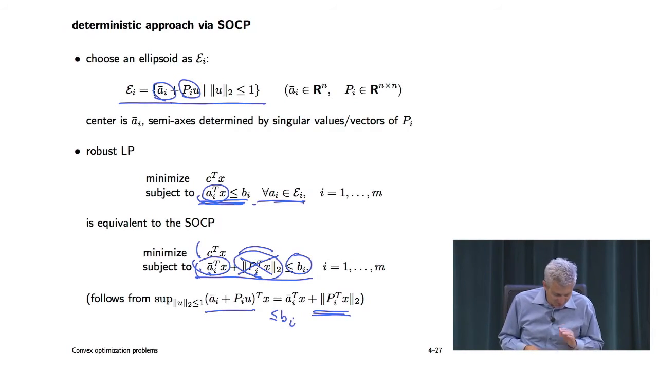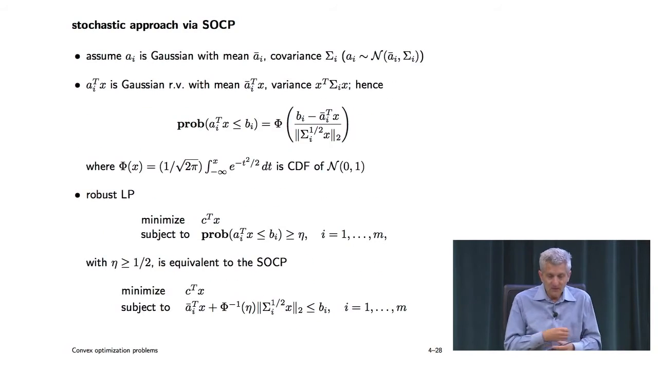The summary is this: you can solve the deterministic robust LP via SOCP. Okay. Let's look at the stochastic approach. Well, the stochastic approach is this.